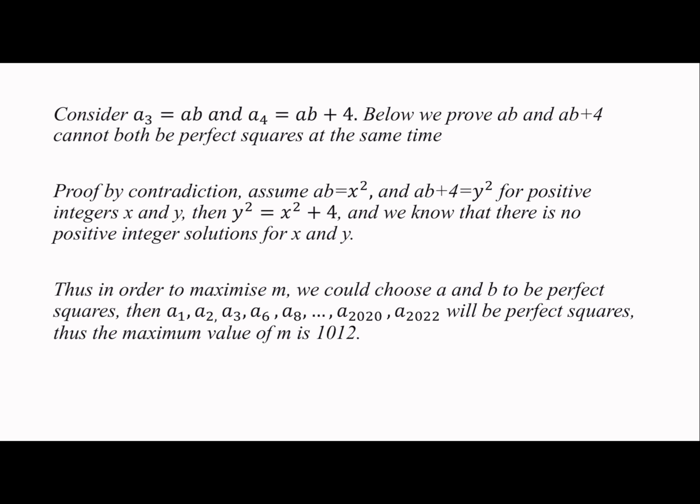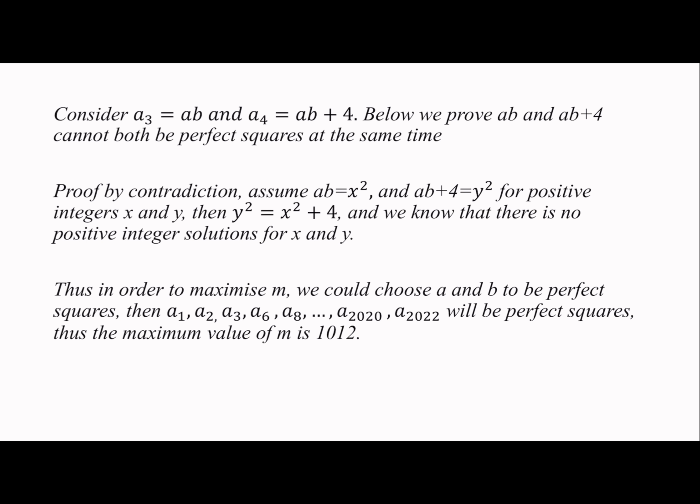So in order to maximize m, we could have a3 be a perfect square. So a1, a2, a3, a6, a8, all the way up to a2022 are perfect squares. So the maximum value of m is 1012.